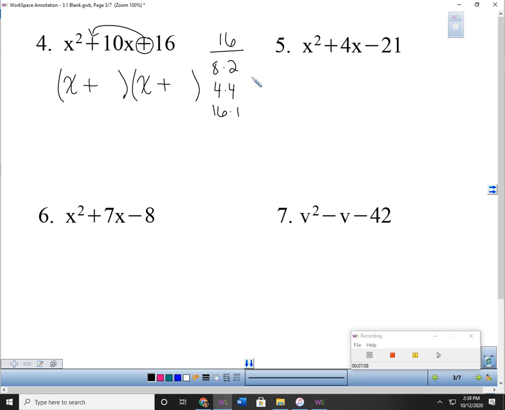Okay, now I have to choose which of these I want, but I want the ones that are going to add to make 10, and that would be 8 and 2. And since these are the same, the parentheses, I got x plus and x plus, it doesn't matter where I put the 8 and where I put the 2.